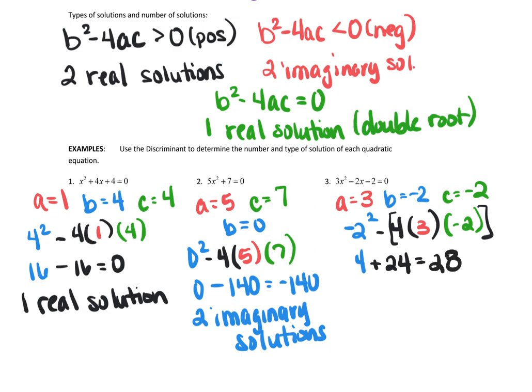And because you get that 28, this is a positive number, so you're going to get two real solutions. So again, the types of solutions are: if it's positive, you get two real solutions. If it's negative, you get two imaginary solutions. If it's equal to 0, you get one real solution. That's what we call a double root.